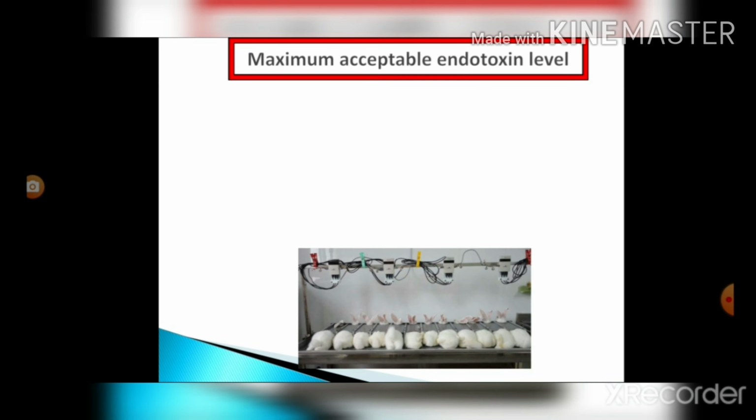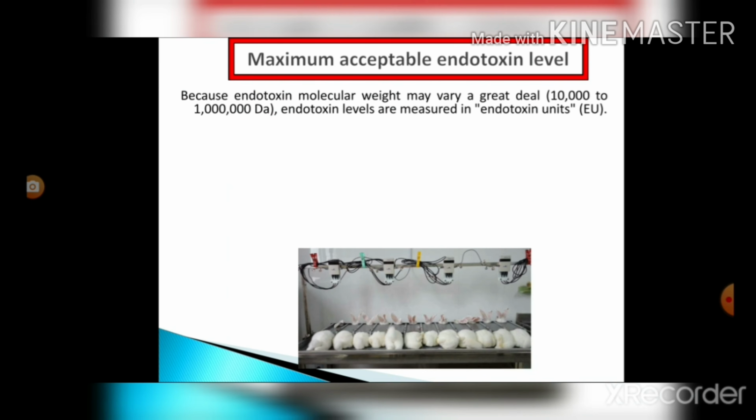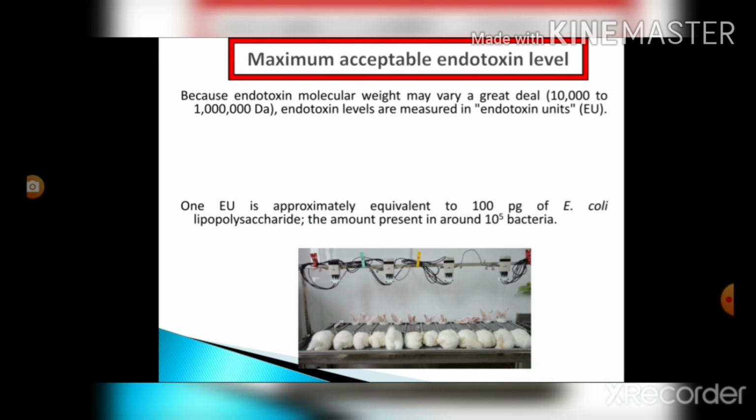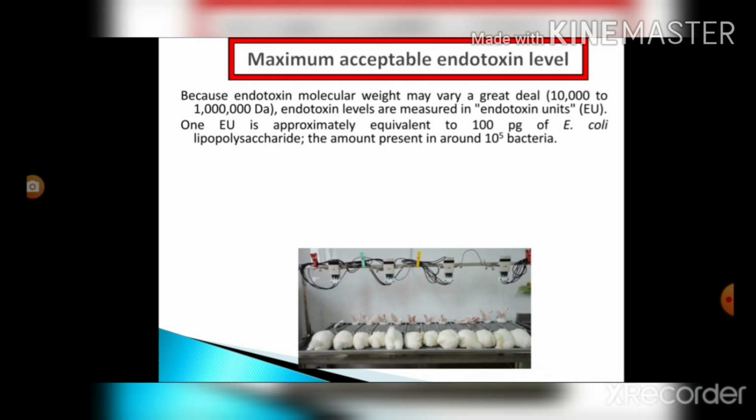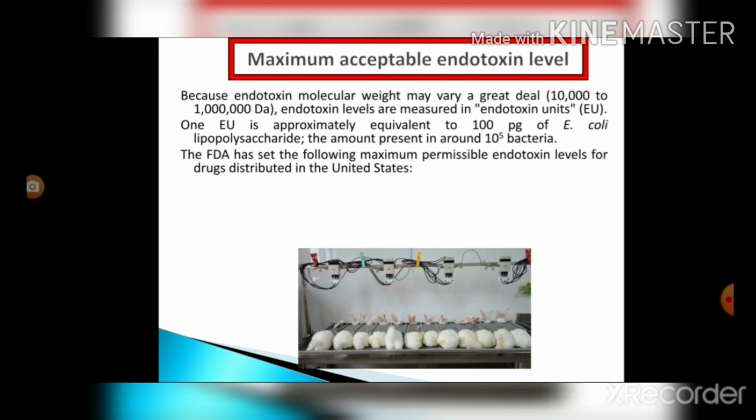Now the next part is, what is the maximum acceptable endotoxin level in pharmaceutical products? Because endotoxin molecular weight may vary a great deal, that is 10,000 to 1 lakh Dalton, endotoxin levels are measured in endotoxin units, that is capital EU. 1 EU, that is endotoxin unit, is approximately equivalent to 100 pg of E. coli lipopolysaccharide, the amount present in around 10 raised to 5 bacteria.